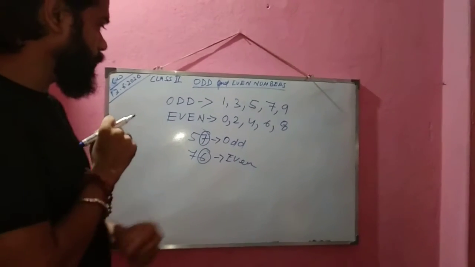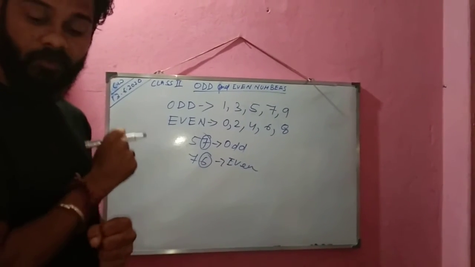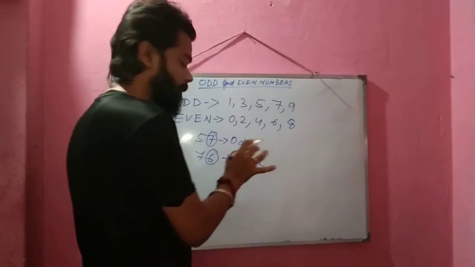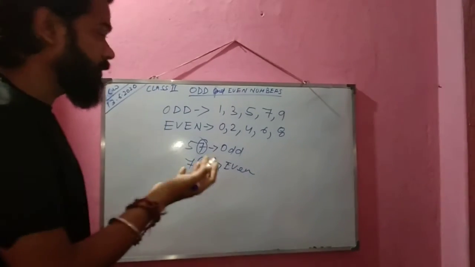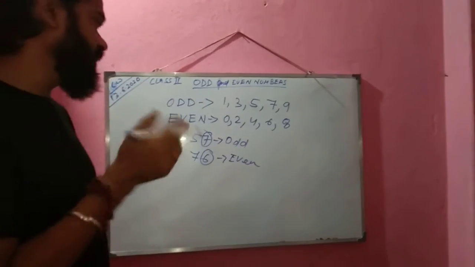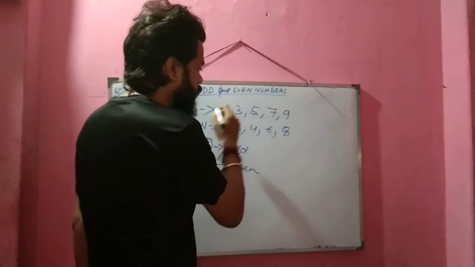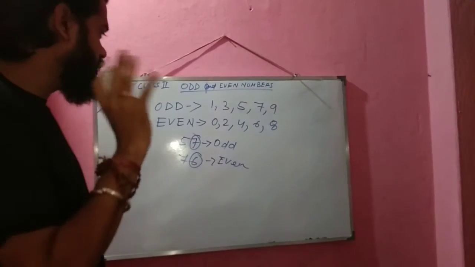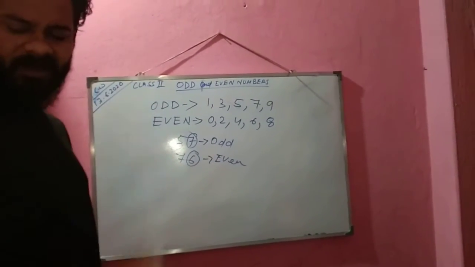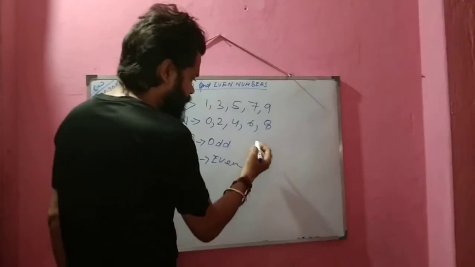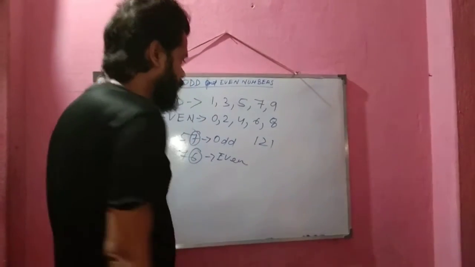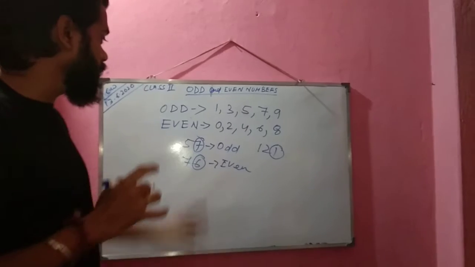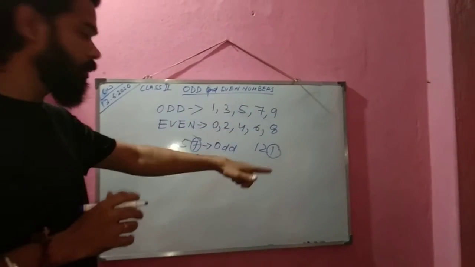Suppose you are given any number to categorize as odd or even. You have to check the ones place first, then decide whether it is an odd or an even number. Check whether 1, 3, 5, 7, 9 is there, in any digits, any 4-digit, 5-digit numbers. Suppose I write here 121. You check the ones place. The ones place is 1, so it is an odd number and will go to the odd number column.